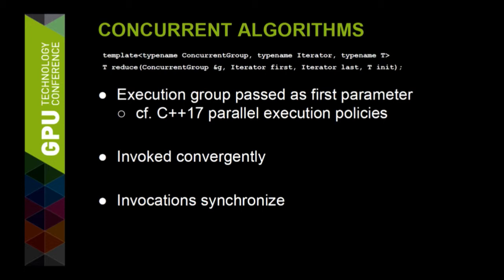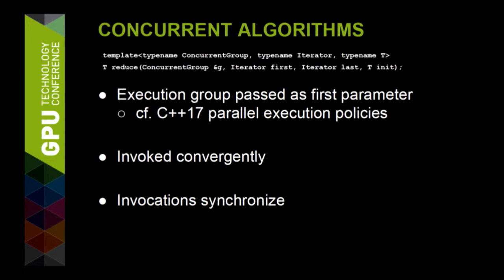So this is basically a concurrent algorithm. Thrust gives us parallel algorithms. Boost gives us concurrent algorithms, so it gives us algorithms that could synchronize internally. You can see the signature of reduce is exactly what you would find in Thrust or the C++17 parallel algorithms library, except the first parameter is a handle to our concurrent group.